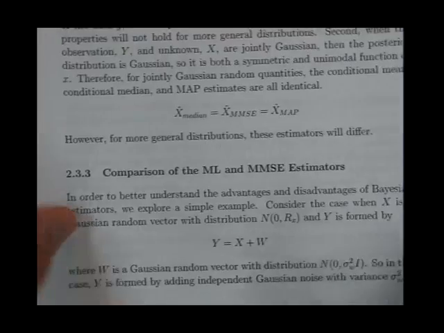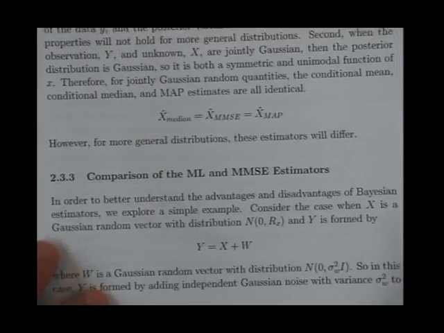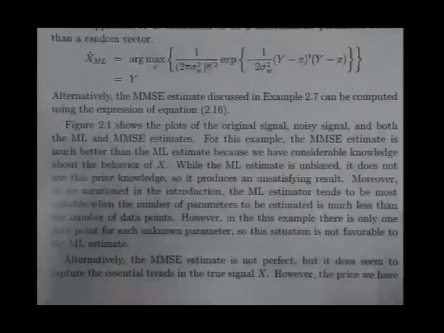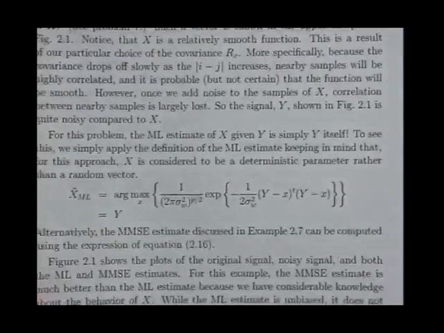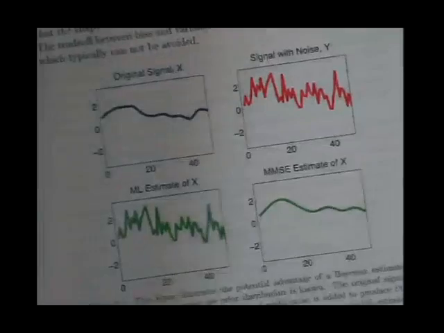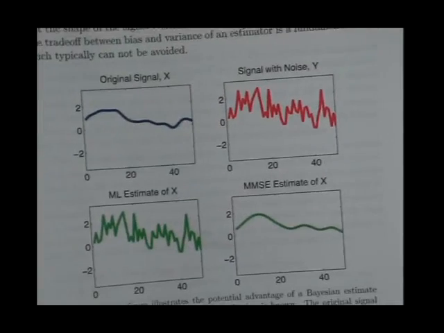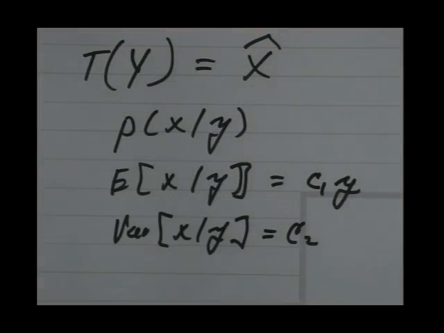Now the question is, how do the maximum likelihood and the Bayesian estimator compare? I've already kind of talked about that, and I go through some examples here. For this, I'm going to draw something on the board. You're going to read this section and really understand it thoroughly. Okay, so we're going to go back to the blackboard.